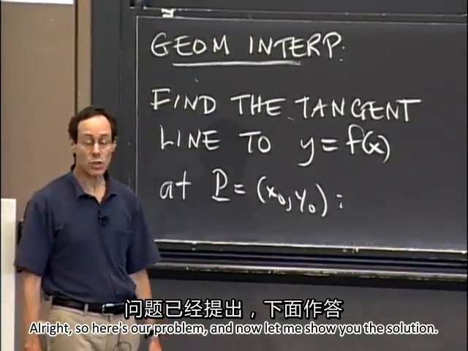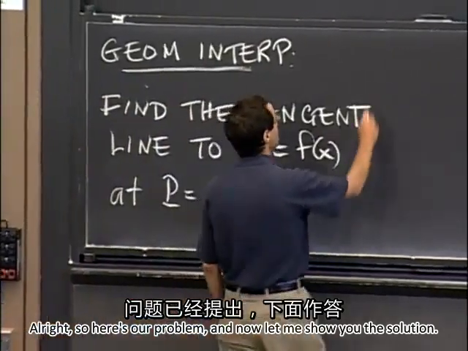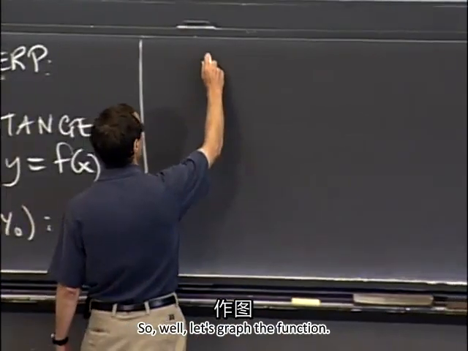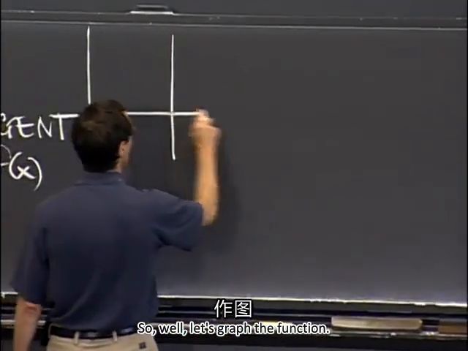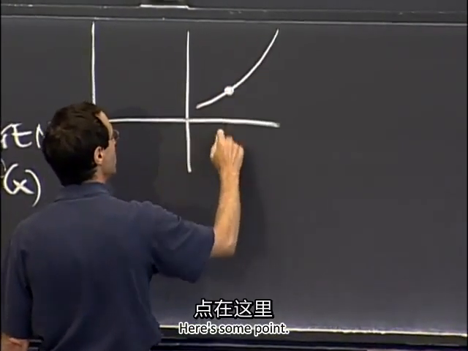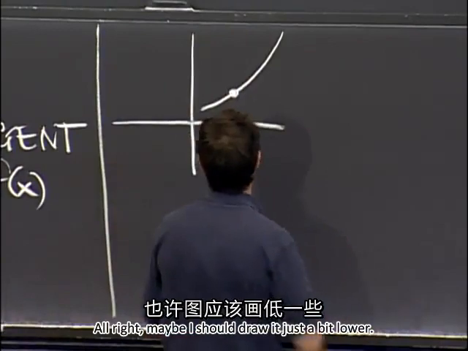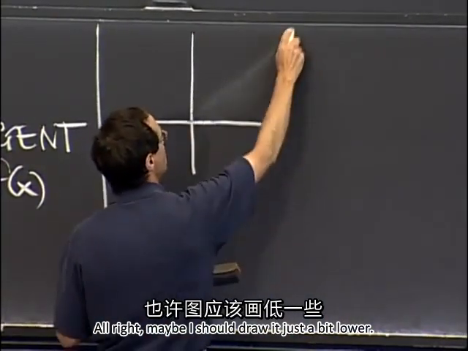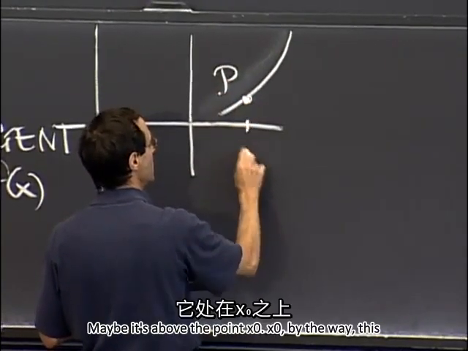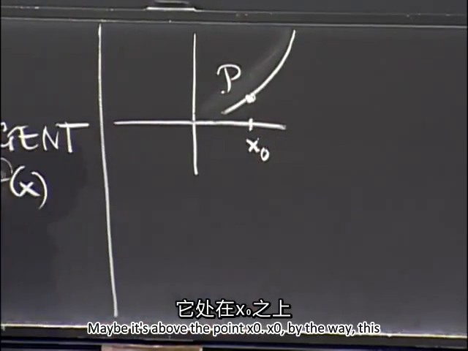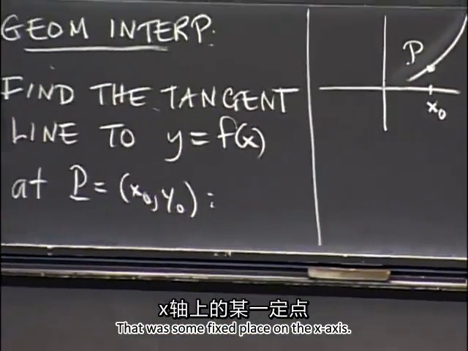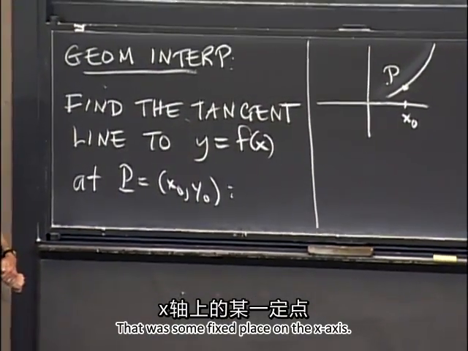And now let me show you the solution. So, well, let's graph the function. So let's say here's its graph. And here's some point. All right. Maybe I should draw it just a bit lower. All right, so here's a point P. Maybe it's above the point x0. x0, by the way, this was supposed to be an x0. That was some fixed place on the x-axis.